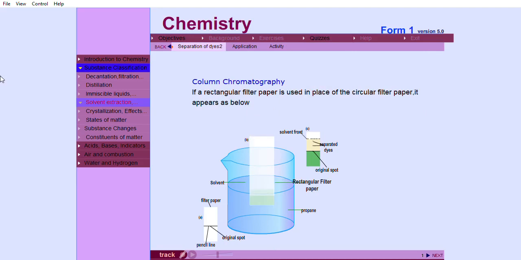A rectangular filter paper can be used in place of a circular filter paper. A drop of the green coloring matter is placed at the center of the filter paper. The filter paper is then dipped into the propanol and removed when the solvent has moved 3/4 of the paper.